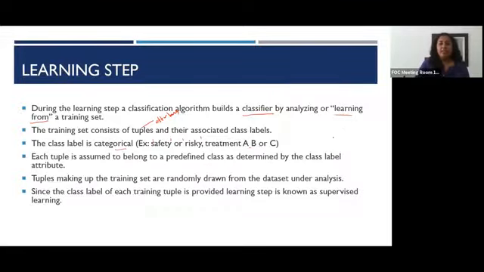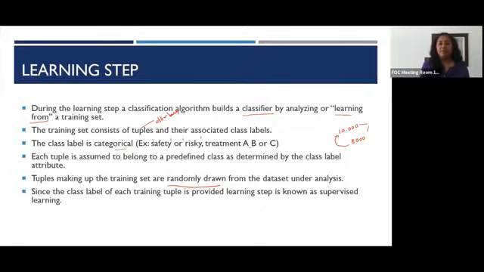Now, as I said in the previous slide, if you take a 10,000 data set and you want to draw 8,000 from it for the training data set, drawing the first 8,000 might not be a good idea because we don't know how they are ordered, right? So the best thing is to draw them randomly, random 8,000 values from this 10,000, not in a particular order. Since the class label of each tuple is provided in the learning step, this is known as supervised learning.